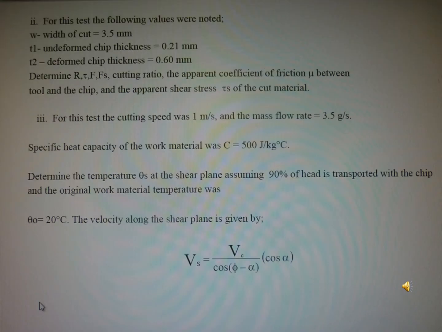So in the meantime, the cutting speed is 1 meter per second, and the mass flow is 3.5 grams per second. The specific heat capacity of the work material is 500 joule per kilogram Kelvin. Determine the temperature theta at the shearing plane, showing that 90% of heat is transported with the chip, and the original work material temperature was 20 degrees centigrade. The velocity along the shear plane is given by Vs equal to V0 divided by cos(phi minus alpha) multiplied by cos alpha. So this is for the shearing plane's velocity.